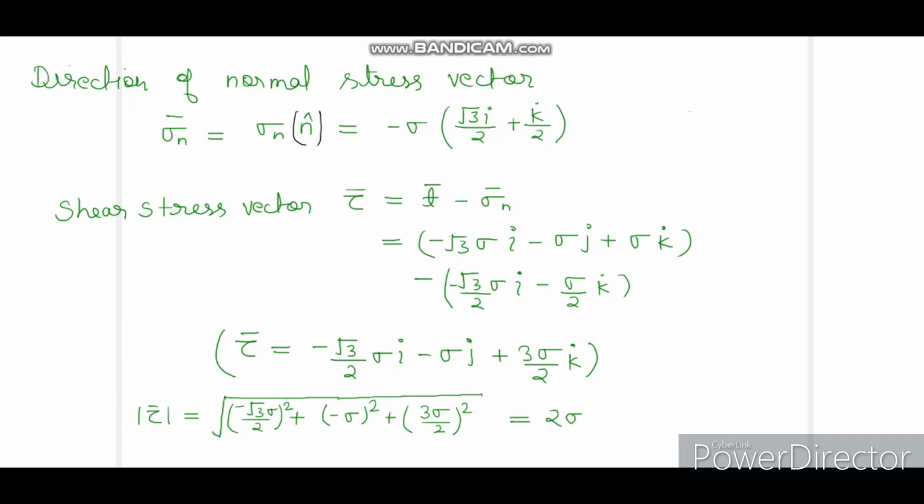So this is the stress vector acting on that plane, and the magnitude of the shear stress vector. This is the total stress, this is the normal stress, this is the shear stress. So by subtracting the normal stress from the stress vector, we get the shear stress vector. By taking the magnitude of this vector, we get the magnitude of the shear stress as 2 sigma. Now we have found that normal stress is minus sigma and shear stress is 2 sigma. It is the first part of the question.